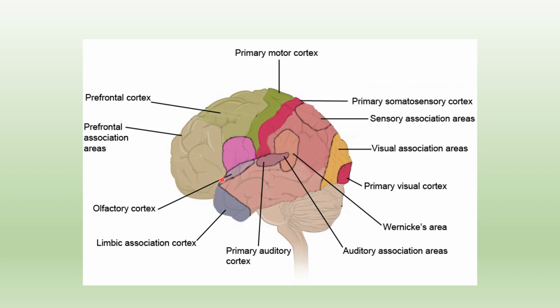Olfactory, that is smell, and auditory is going to be in the temporal region over here as well. And here's that Wernicke area I was talking about. In the occipital lobe, you have your vision areas primarily. The limbic, remember, that is also with emotion. So it just gives you a general feel of where things are located.